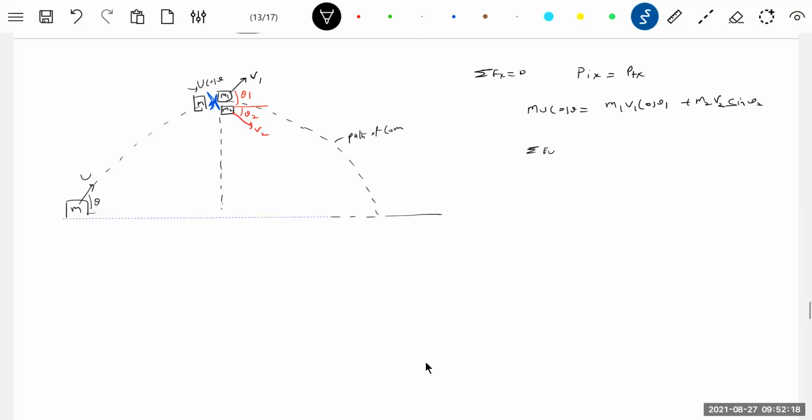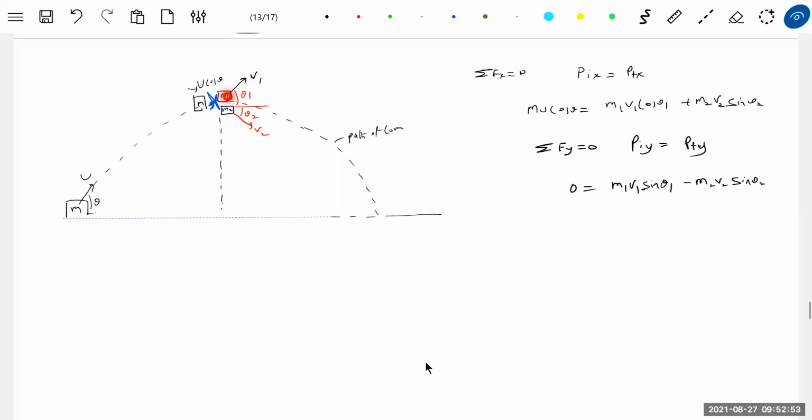Along y-axis also, the net external force is 0, so momentum is conserved. So you can write conservation of linear momentum. Initial momentum 0, final momentum m1 v1 sin theta 1 minus m2 v2 sin theta 2. Like this, you can apply conservation of linear momentum. But if one fragment is having velocity upward, the other fragment cannot have horizontal velocity because momentum has to be conserved. So the second fragment should move in a plane.